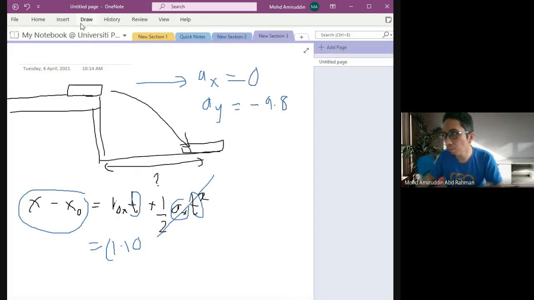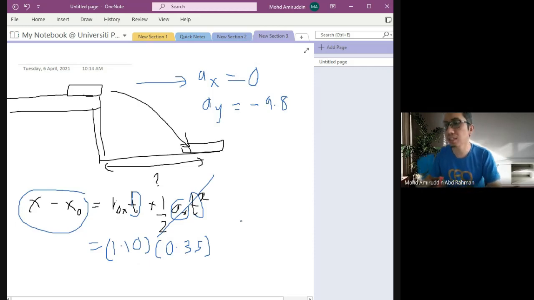So that's 1.1 times 0.35, the time. Okay, so what's the answer? So the answer will be 0.385 meter. Okay, so the answer is 0.385 meter.